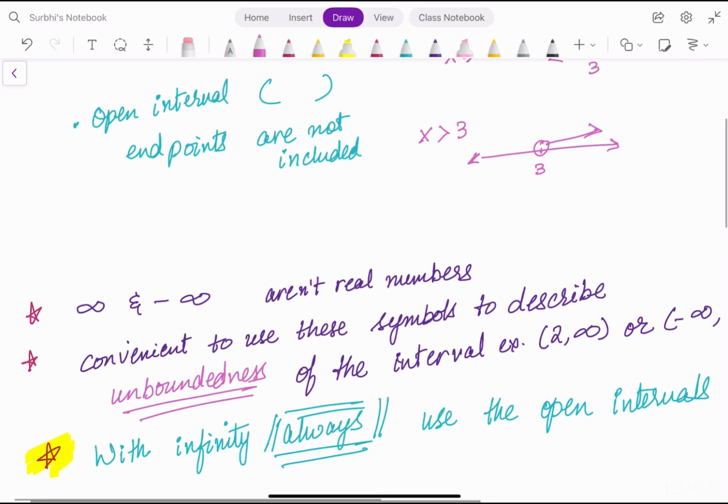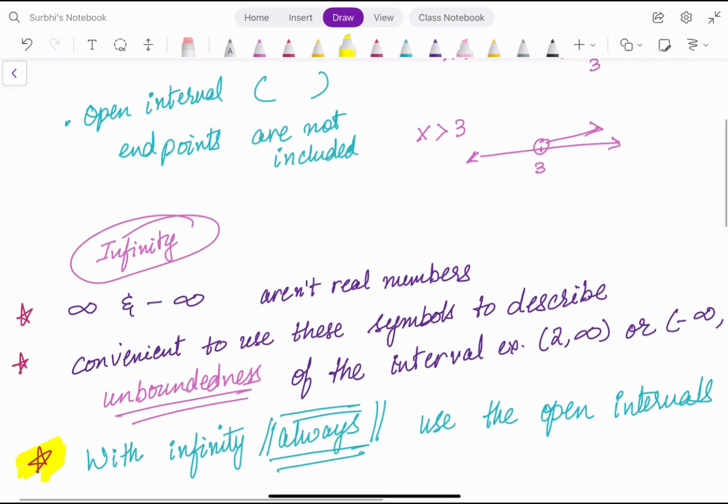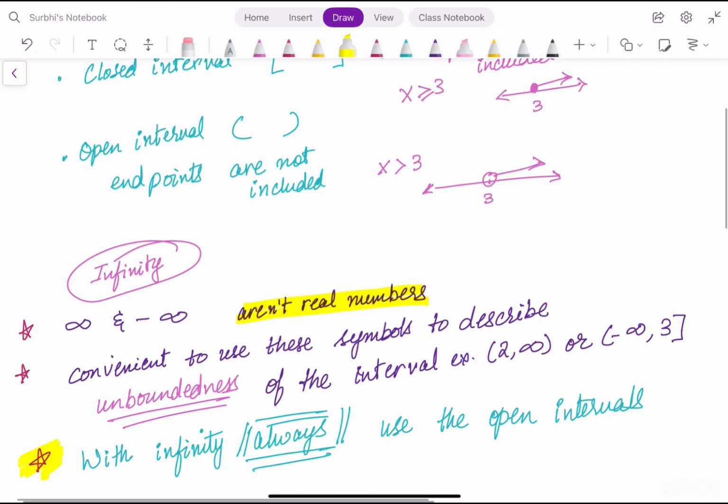Now, a few important things. When we are talking about intervals, let's talk in terms of infinity. Positive infinity and negative infinity are not real numbers. I have discussed this previously. Infinity and negative infinity are boundless, unbounded. There is no finite number. That is why they are not real numbers. And it is very convenient to use these symbols to describe the unboundedness of the interval.